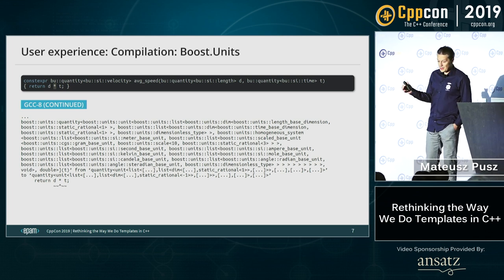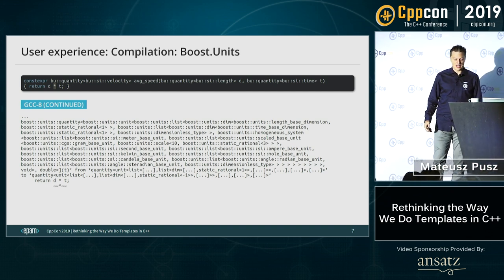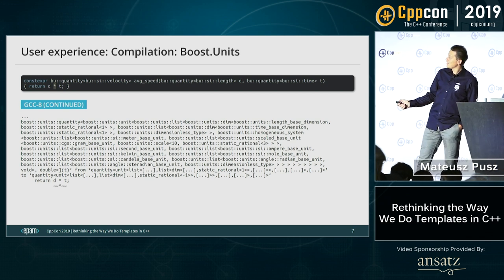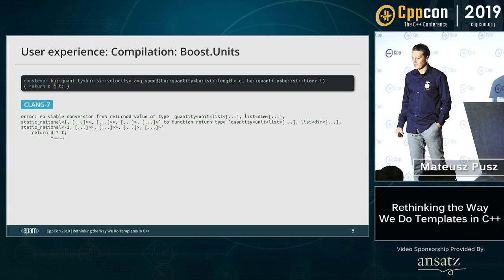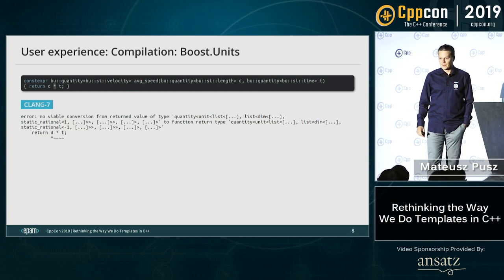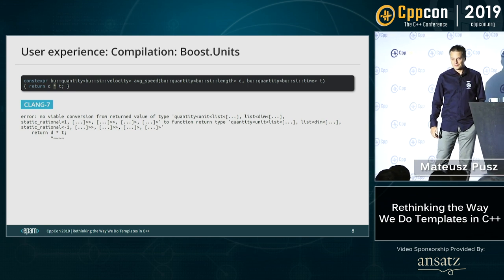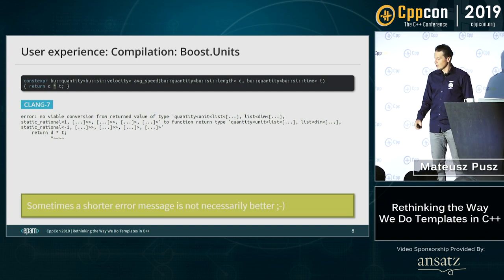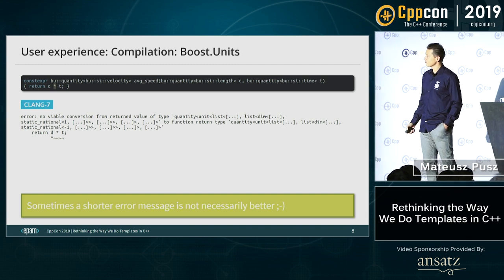Of course, GCC may provide big error messages. We know about it. Clang is better, yes? Clang provides shorter error messages. We know about it. So let's see how Clang will answer this problem. This is Clang. This is really simple and really short, yes? But is it better? Do you know what happened? Do you know the context? Sometimes shorter error messages are not necessarily better.